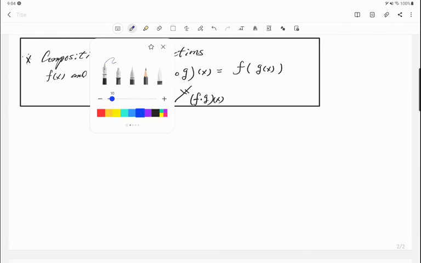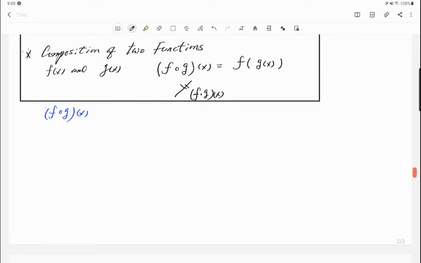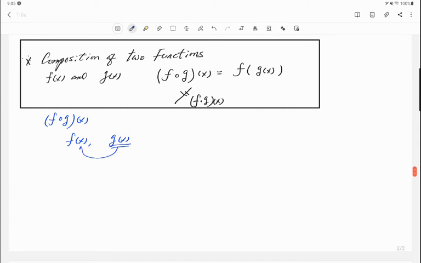So something like this, f circle g of x. Again, this means here is f of x and g of x. Then this g of x goes to the input of f of x. So you have f of x, and then the input of f will be g of x. Don't forget this one.